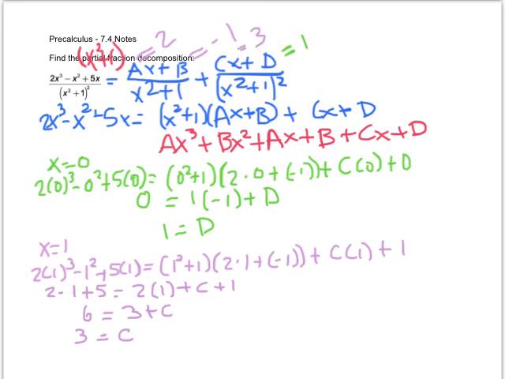And now I've got my partial fraction ready to go. So my partial fraction decomposition on this guy is going to be 2x minus 1 over x squared plus 1 plus 3x plus 1 over x squared plus 1 squared.